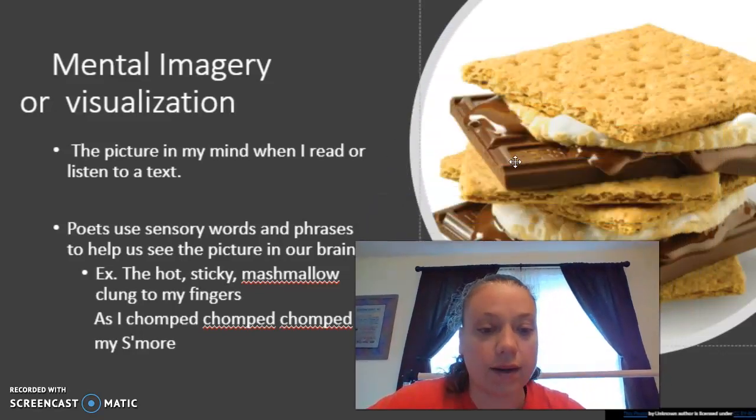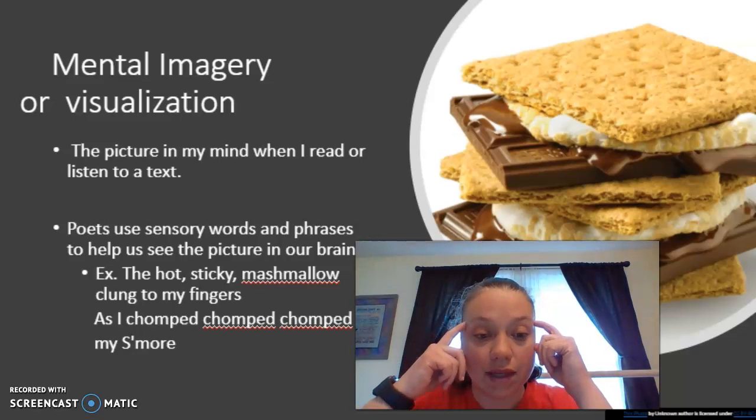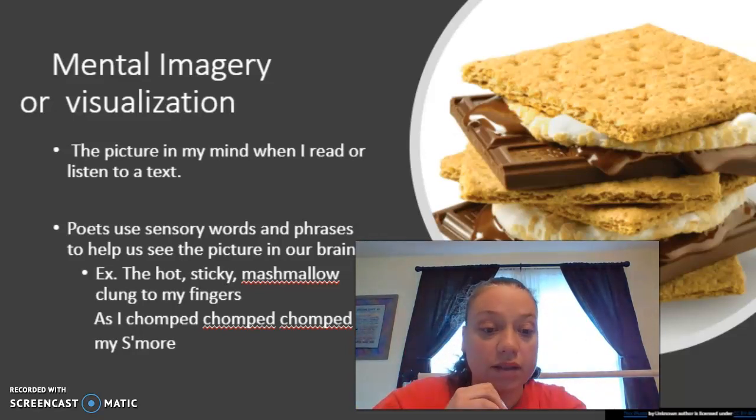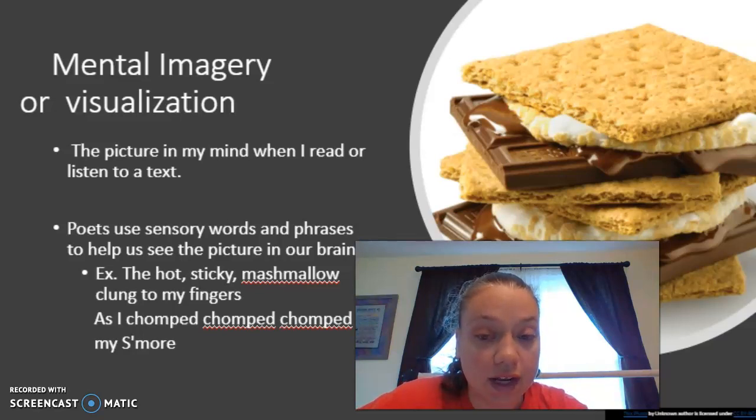Mental image or visualization. It's the picture in your mind when you read or listen to a text. So when you're reading or listening to a text, you may see something in your mind. That's your mental imagery or your visualization. So you're seeing what the poem is about and what it's telling you. In order for us to see those pictures, poets often use sensory words or phrases to help us see that picture in our brain.